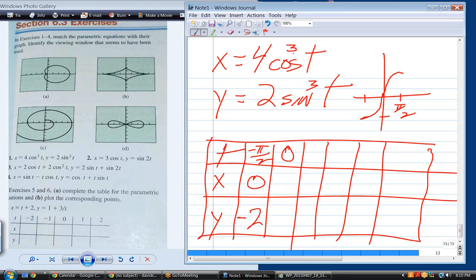Next comes 0. Well, the cosine of 0 is 1. So that's x is 4. Sine of 0 is 0. So y is 0. Then we're going to go pi over 2. And x is 0. Y is plus 2. And we're going to go pi. Well, cosine of pi is negative 1. So x would be minus 4. The sine of pi is 0.